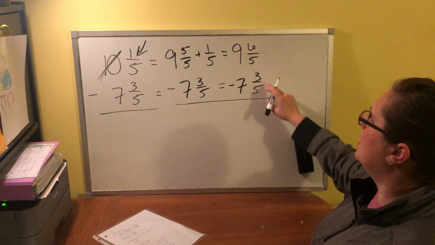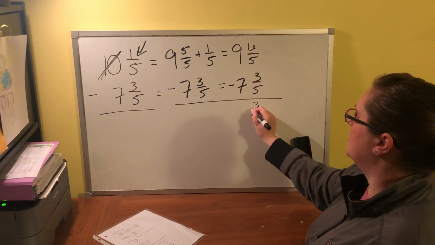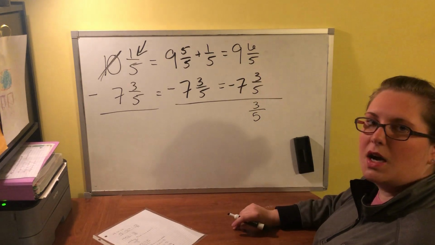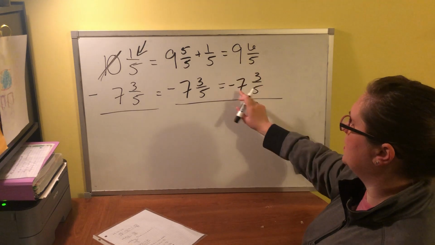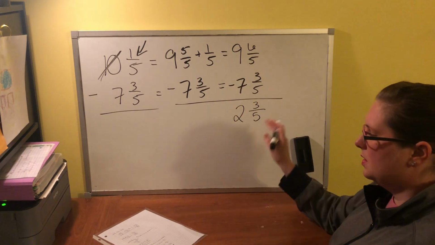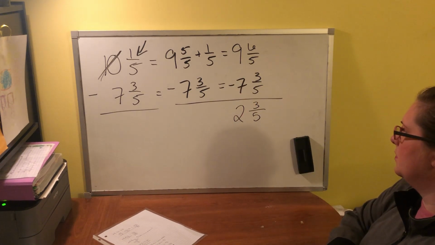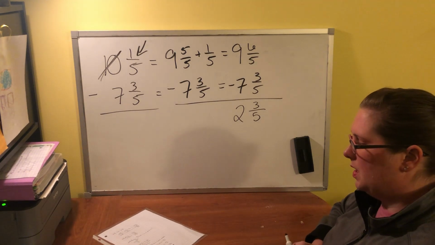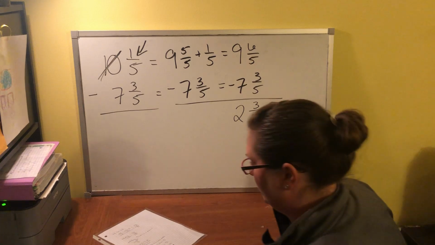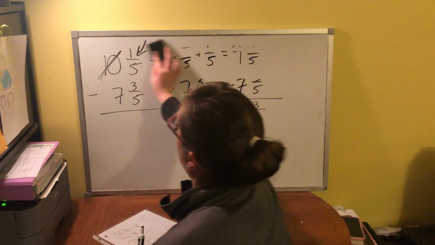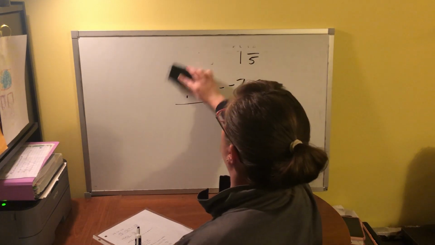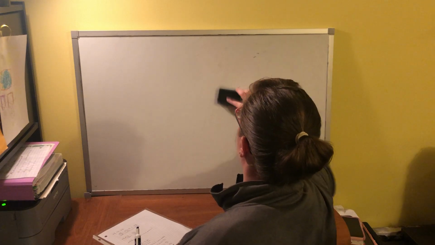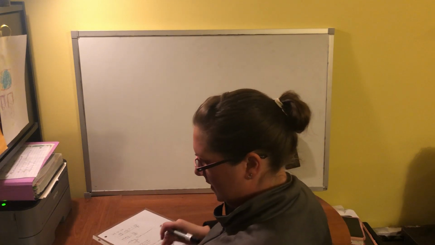So now I can subtract. I have a common denominator. I can do 6 minus 3 is 3. It stays over 5. And now I subtract the whole numbers. 9 minus 7 is 2. Double check to see if you can reduce that, and you can't, right? So it's 2 3/5 is your final answer, okay? All right. Now that we did subtraction, right, we need to be able to add these together. So adding's a little easier.